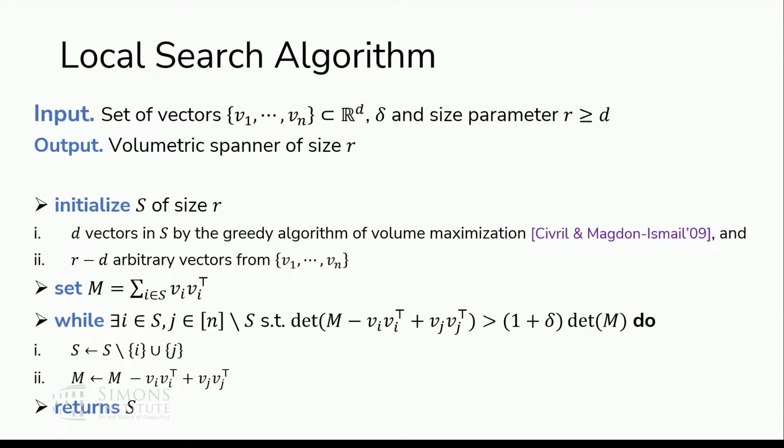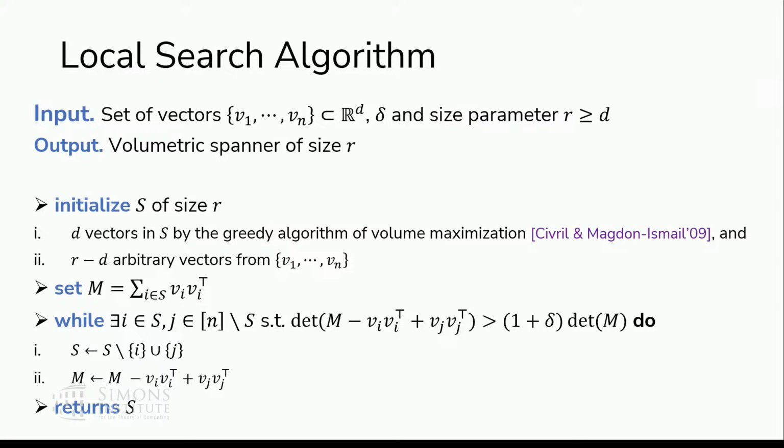Okay, so I promised you that the algorithm is very simple, and that's basically the algorithm. So this is the input. We are given a set of points n, and we just need some accuracy parameter delta and the size parameter r, which is larger than d, and r is going to be the number of vectors that I put in my volumetric spanner. And then I just output the volumetric spanner of size r.